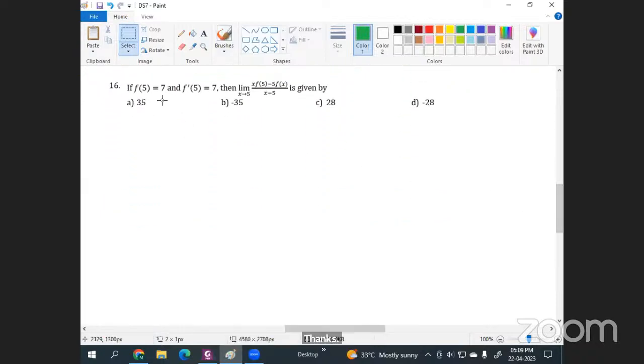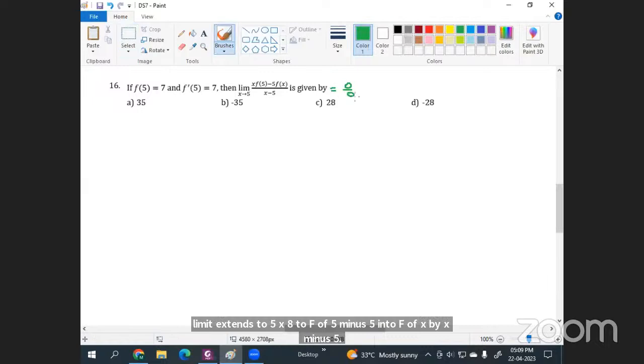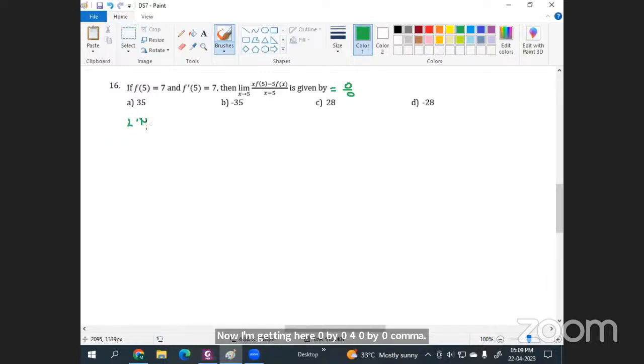If f of 5 equals 7, f dash of 5 equals 7, then the limit x tends to 5 of x into f of 5 minus 5 into f of x by x minus 5. Now I am getting 0 by 0 form, so I can apply the L'Hospital rule.